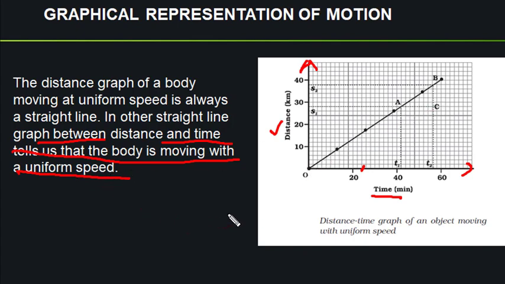In the exam, questions come like: the distance-time graph is a straight line, whether it is uniform or non-uniform speed. So what will be the answer? The answer is, if the distance-time graph is a straight line, then this is a uniform speed graph.